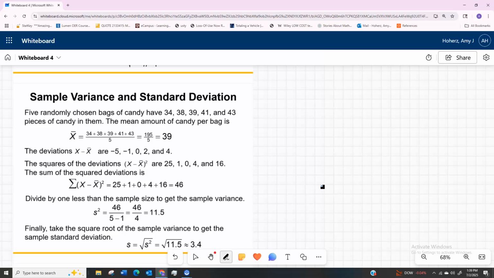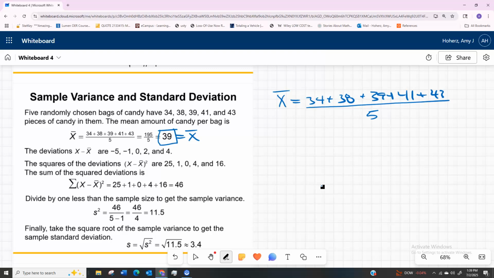So in order to find the variance and standard deviation, the first thing we want to do is compute the average. So the average is 34 plus 38 plus 39 plus 41 plus 43. And then we're going to divide that by 5 because we had 5 bags of candy. And that comes out to be an average of 39. So 39 is our sample average.